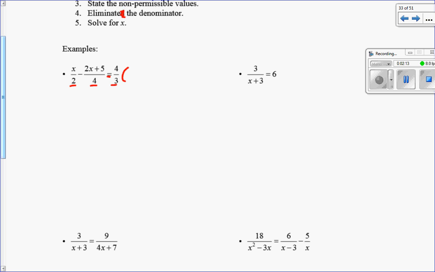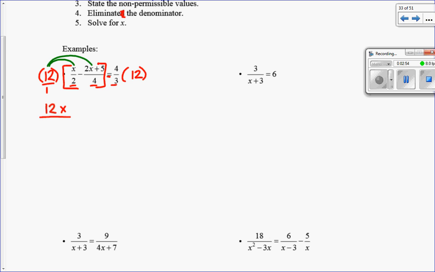So I'm going to multiply this side by 12. I'm going to multiply this side by 12. And when I do that, it means this whole part here by 12. So I have to remember that I'm going to multiply the first term by 12 and the second term by 12. So 12 times x is 12x, and that'll be over 2. I'm multiplying by 12, so that's really 12 over 1, right?